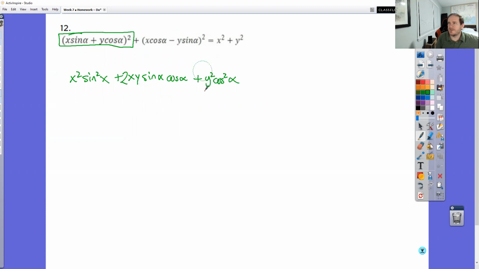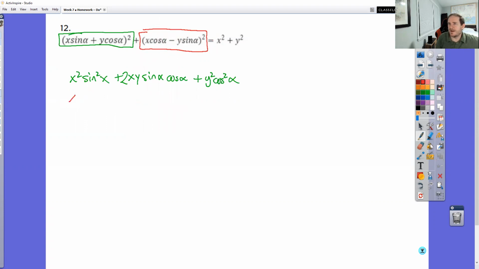You'll expand the other one in the same kind of way, but you'll get a minus 2xy sine alpha cosine alpha, which you can cancel. At this point, I'm committed. May as well just do the whole damn thing. You guys that have already seen it, just fast forward. You know you can fast forward.